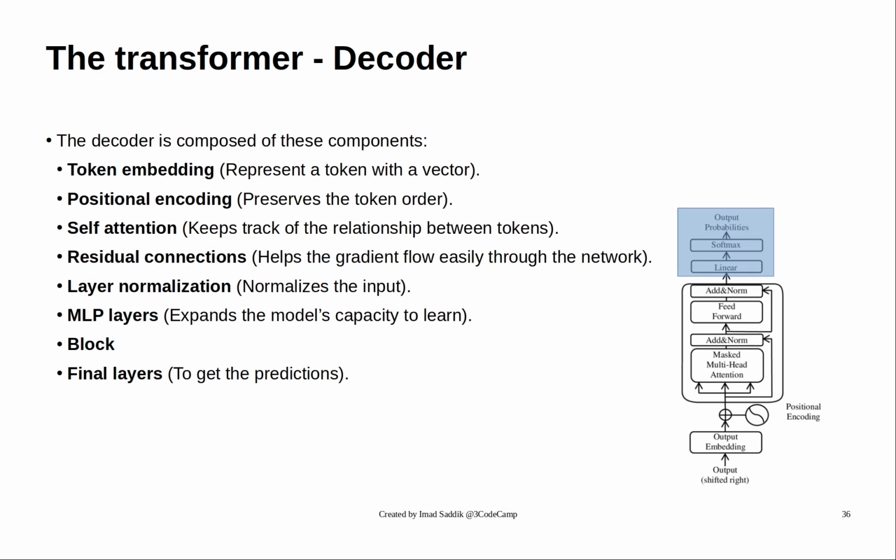Finally, we have the final layers, which are the projection and softmax layers. These layers help convert the model's output into a probability distribution. This distribution shows the likelihood of each possible next token. By sampling from this distribution, we can predict the next token in the sequence.